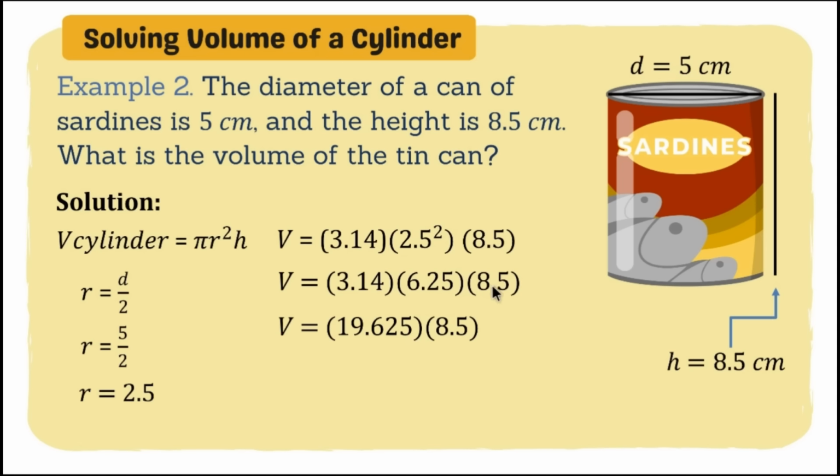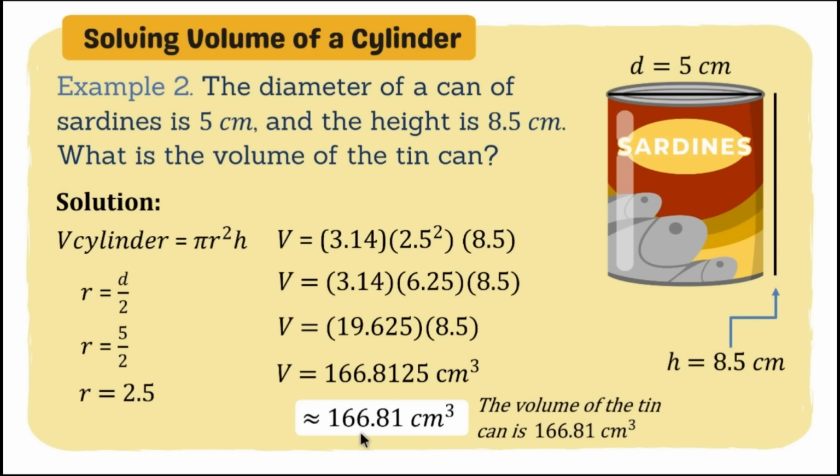19.625. Multiply mo sa 8.5 and you will get 166.81 cubic centimeter. Now, to simplify this, pwede naman natin siyang i-round off sa second decimal place. Kaya ang magiging final answer natin ay 166.81 cubic centimeter.